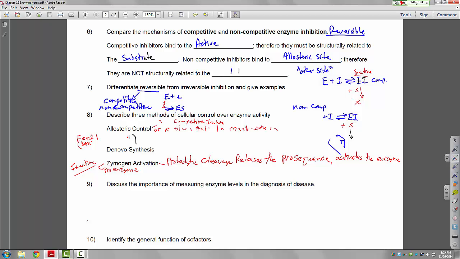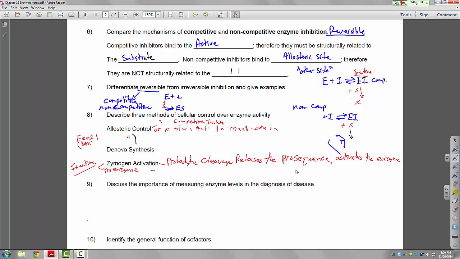So the zymogen itself, or this proenzyme, is inactive. Along comes another enzyme that cleaves off this proteolytic cleavage, breaks a peptide bond, releases a pro sequence. Maybe that pro sequence is a length of amino acids that's covering up the active site, and once that is released, the active site is revealed to the substrate. Now the substrate can combine and the enzyme can work.